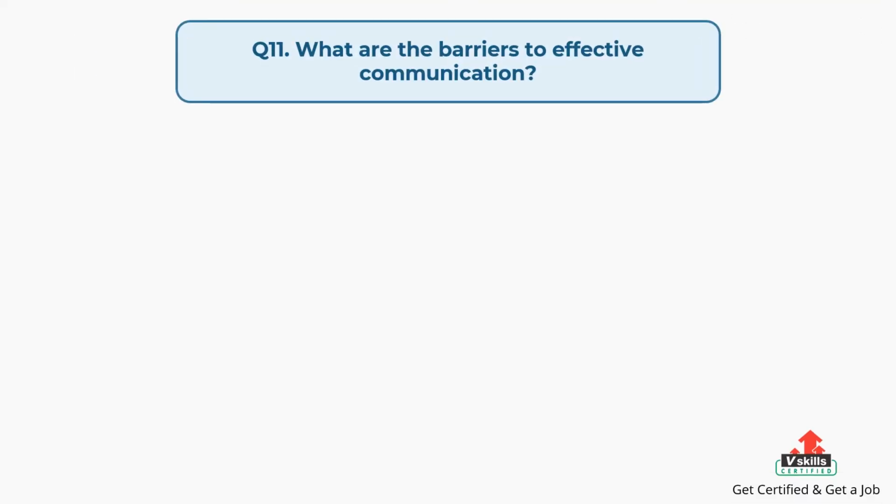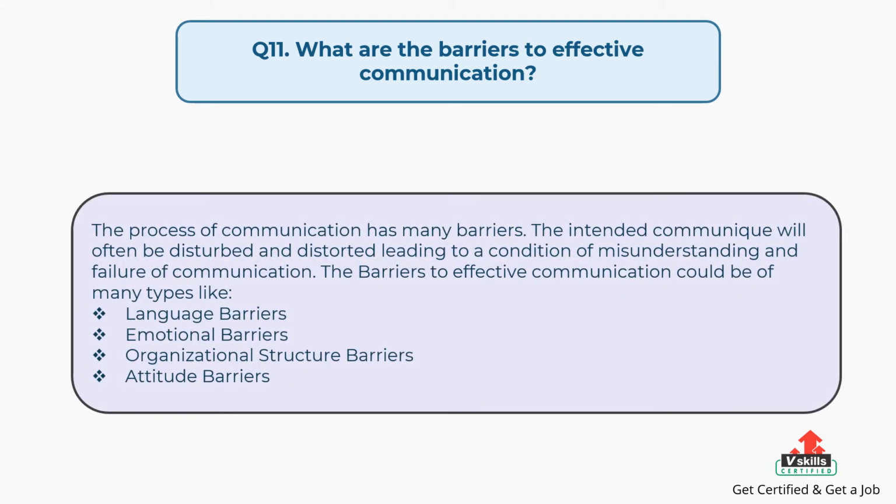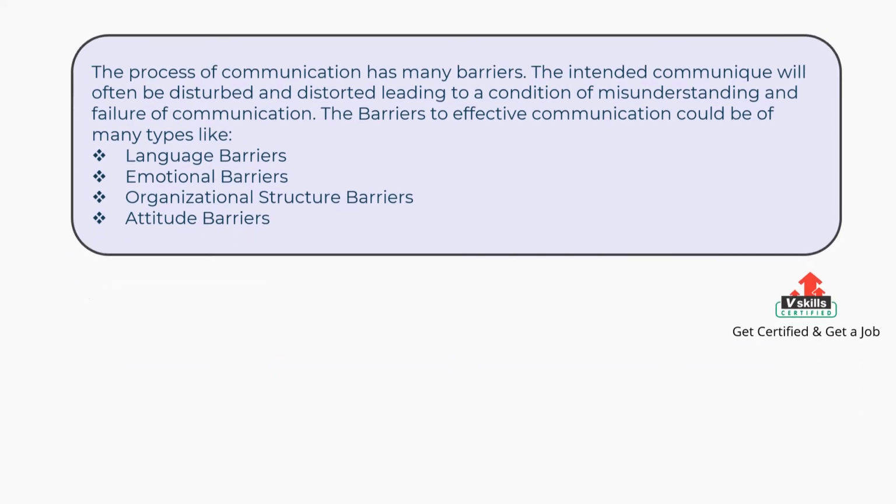Question number 11. What are the barriers to effective communication? The answer is: the process of communication has many barriers. The intended communique will often be disturbed and distorted, leading to a condition of misunderstanding and failure of communication. The barriers to effective communication could be of many types like language barriers, emotional barriers, organizational structure barriers, attitude barriers.